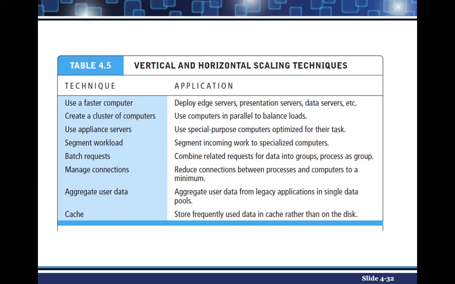This one we segment our workload. Next is batch requests. Batch requests, we combine related requests for data in groups and process them as a group. For example, in this one, suppose there are 3 users who would like to download the PDF file of the product catalog at the same time.